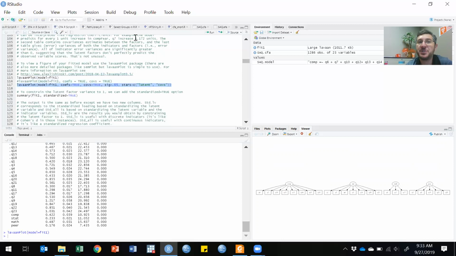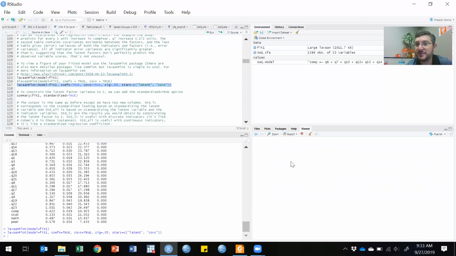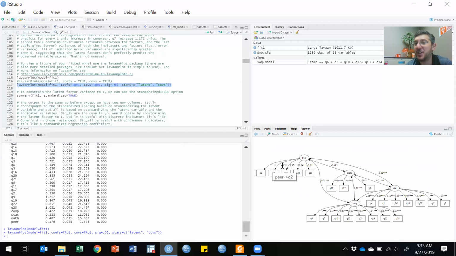We can also add some options, and here we go. So we get the factor loadings, and whether or not they were statistically significant. There's the covariance parameters between them. You can play around with the lavaan plot to get the figure exactly how you want it.